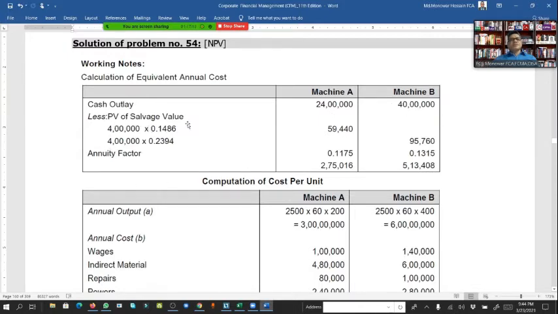Less present value of salvage value. Look here, 4 lakh salvage value multiplied with the PV factor. Here it is for machine A and this one for machine B. And the annuity factor is 0.1175 and 0.1315. So here what we do, 24 lakh plus 59,440 multiplied by 0.1175. Then we will get 2,75,016. Same way, 5,13,408.